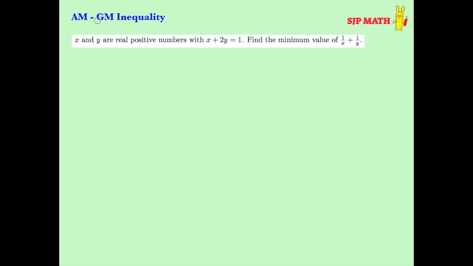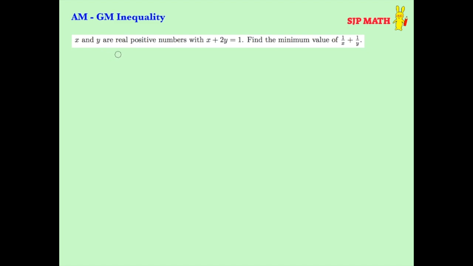So how are we going to use the AM-GM inequality to find the minimum value of 1 over x plus 1 over y? As I stated before in the previous video introducing the AM-GM inequality, the AM-GM inequality is typically used in problems that ask for the minimum or maximum value of a certain unknown, because it's an inequality. This rule shows an expression that is an inequality. So we use it in problems that ask for the maximum or minimum value of some unknown values.